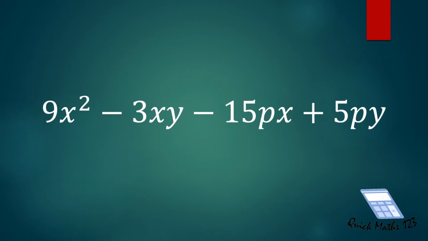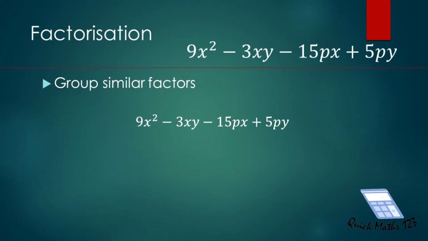9x squared minus 3xy minus 15px plus 5py. Note that each term is different, but they have common factors. This means that they can be factorized. First, we must group similar factors. Notice that the first two terms, 9x squared minus 3xy, have the highest common factor of 3x. The next two terms, negative 15px plus 5py, have the highest common factor of 5p.